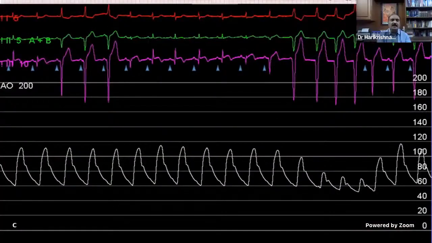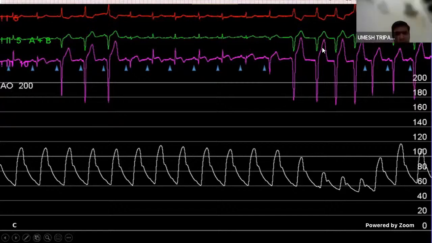So this is another very interesting tracing. You can discuss this. Not very easy, but this is one of the tracings which we published to show some phenomena. Discuss the tracing. What are those arrows and what do they represent?